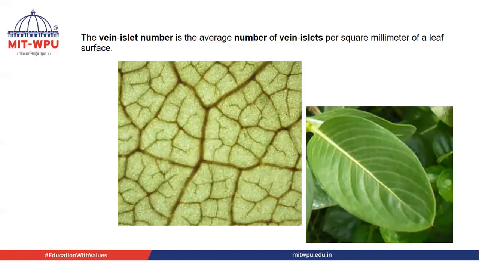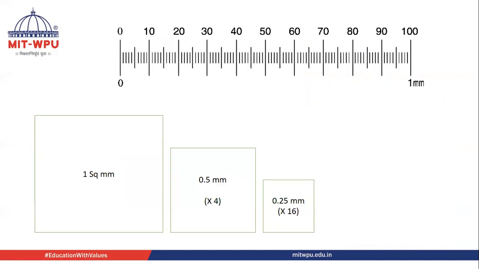So the vein islet number is the number of islets present per square mm. Islet means a closed structure. So from midrib to margin in the lamina portion, in 1 square mm, the number of vein islets present is the vein islet number of a leaf. With the help of the stage micrometer, we will draw a square of 1 mm.